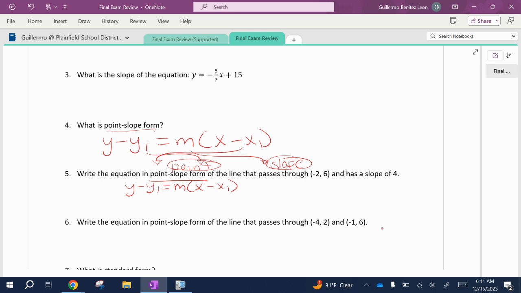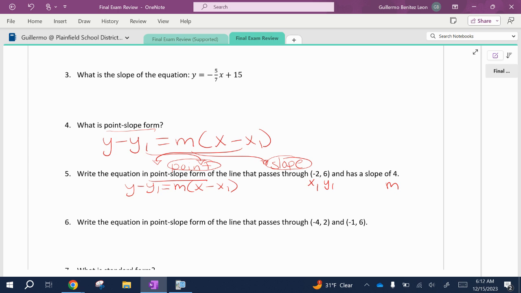Write the equation in point slope form of the line that passes through negative 2, 6 and has a slope of 4. In order to write this equation, I need x1, y1, and m. They give me all of those. This first number, negative 2, that's my x1. The 6, that's my y1. My slope, obviously, is m.